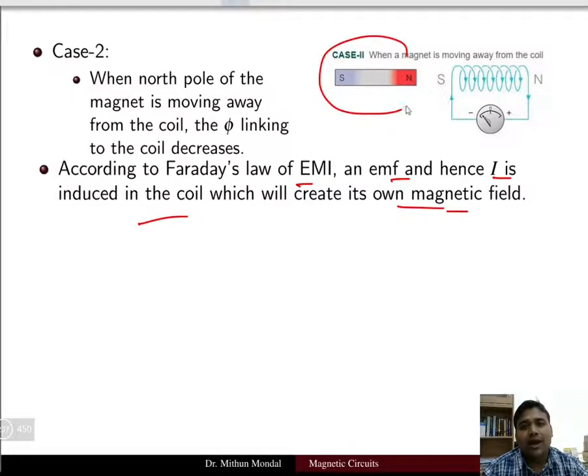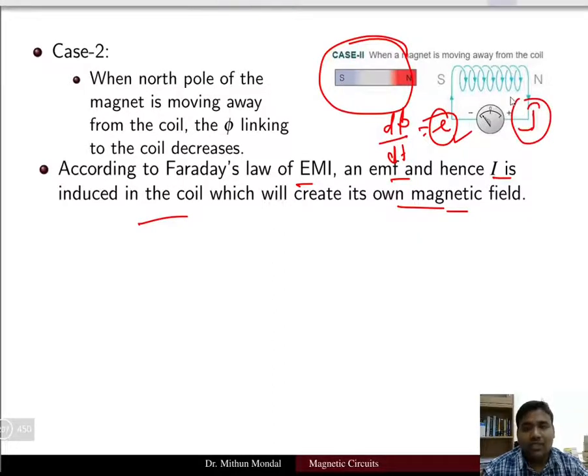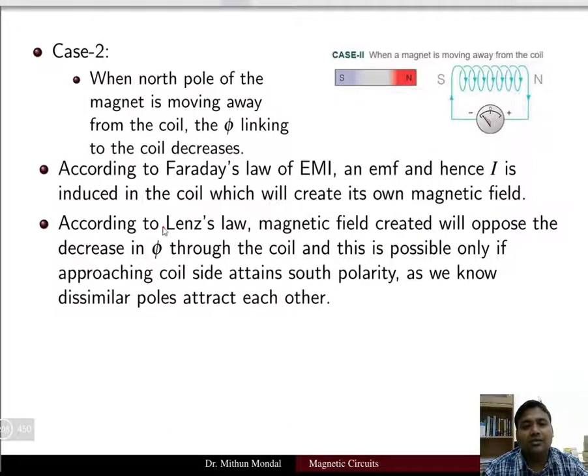Now since this bar magnet is moving and flux is changing, d phi by dt, obviously the EMF will be produced, and this EMF will induce a current if the circuit is closed. Now this current will produce its own flux. So now the flux d phi by dt is decreased because the magnet is moving away from the coil.